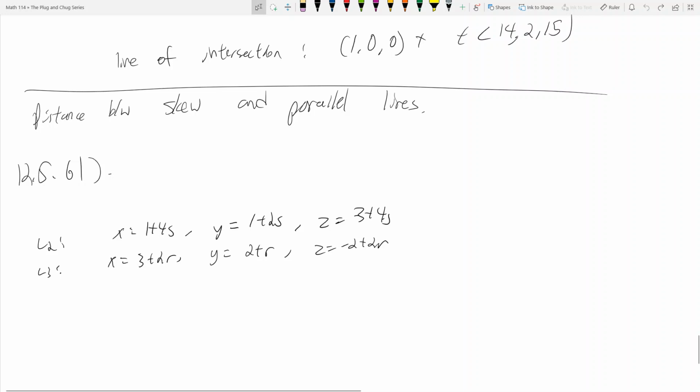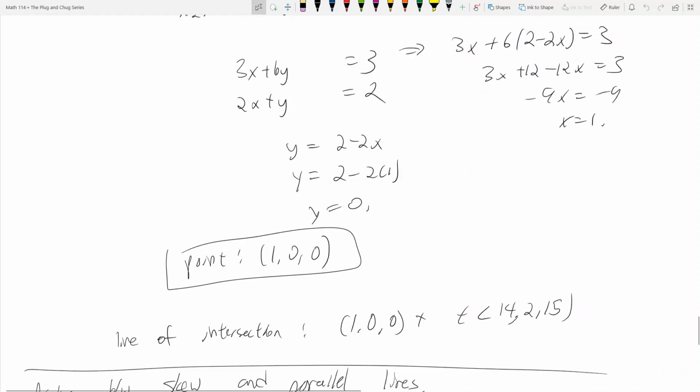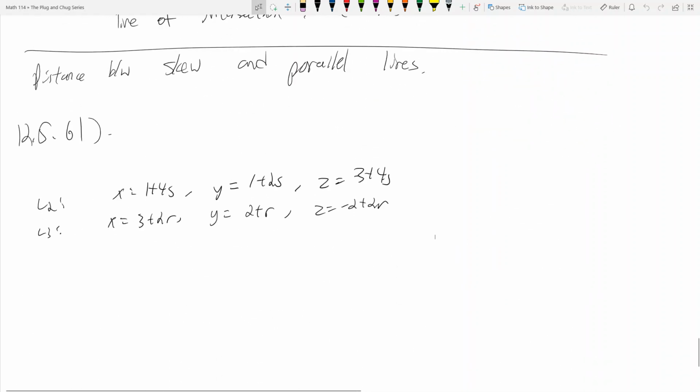All right, let's talk about what happens when we have lines and planes that don't intersect and how we find the distance between them. So we're going to go back to 12,561, which was a previous problem. We're going to take a look at these two lines now, L2 and L3. And in this case, we're going to have parallel lines, okay? And how do we know that we're going to have parallel lines?